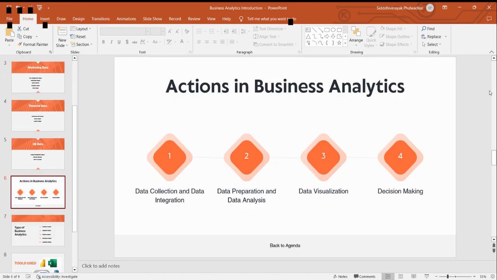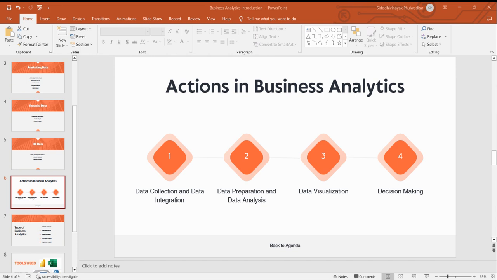All right. Let's go through the process through which business analytics goes, meaning how business analytics actually is held. First of all, there is a step called data collection and data integration. First, let me tell you, business analytics is a further application of data analytics. If you don't know data science, if you don't know data analysis, you can't do the business analytics part.